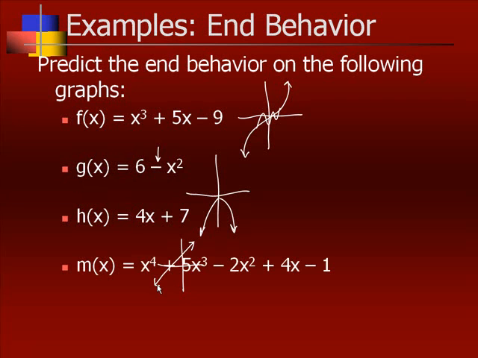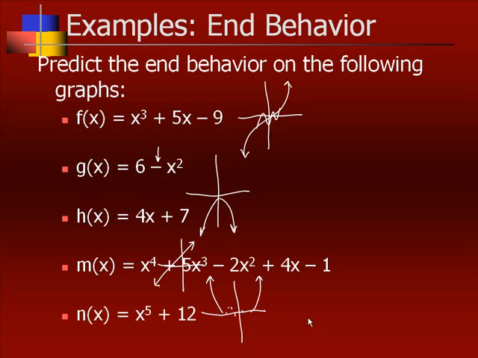X to the fourth plus 5x to the third minus 2x squared plus 4x minus 1. That's an x to the fourth. That's an even. It's a positive x to the fourth, which means both are going to go up. We don't know what's going to happen in here, but we do know that both endpoints will go up.